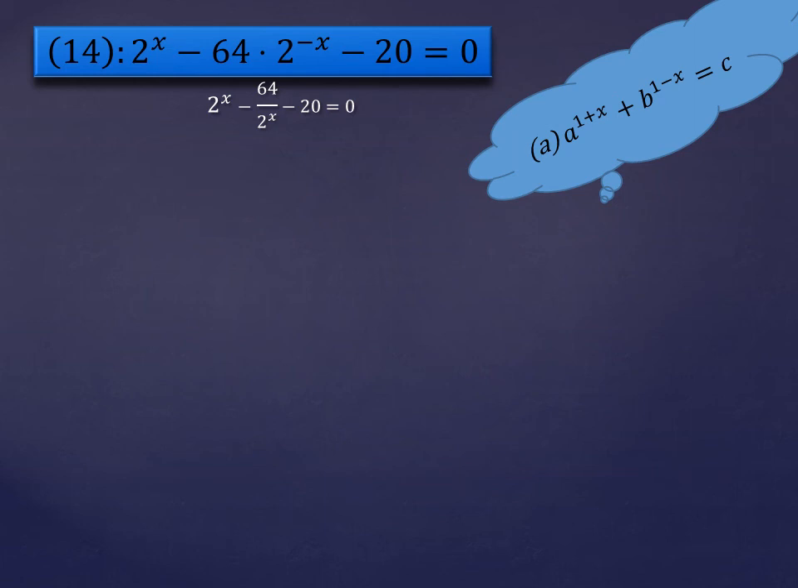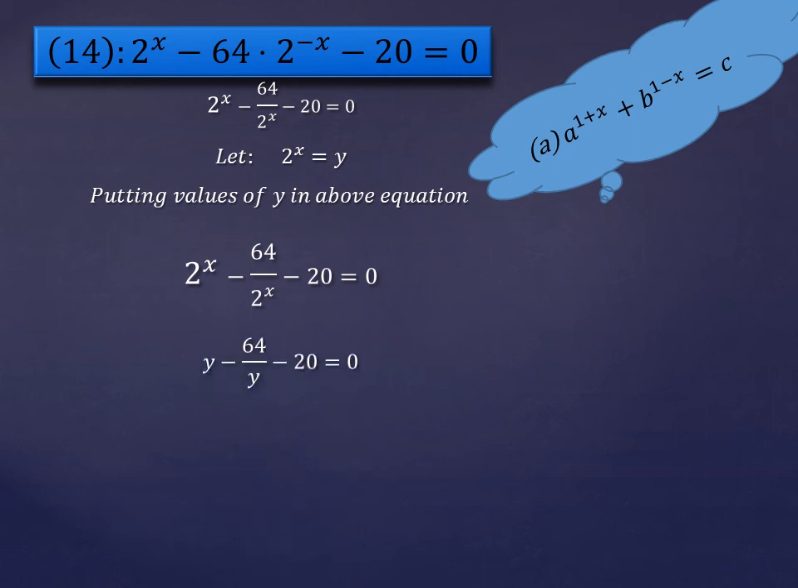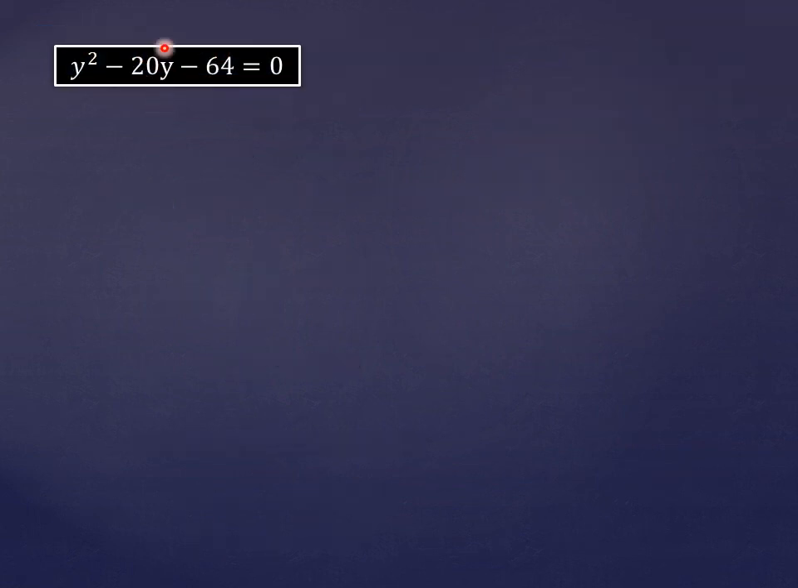There is no square in the power, so we will only take 2 power x as equals to y, and we will replace both 2 power x digits with y. It will become y minus 64 over y minus 20. Now taking the LCM, y will get multiplied with all the digits. After multiplication and cancellation, we will have y square minus 64 minus 20 equal to 0, or we can write y square minus 20y minus 64 equals to 0 after arranging it. That is the equation. We have to break the midterm or we have to take common.